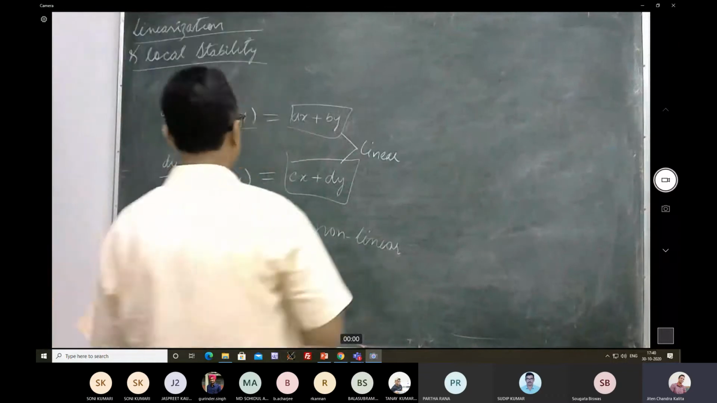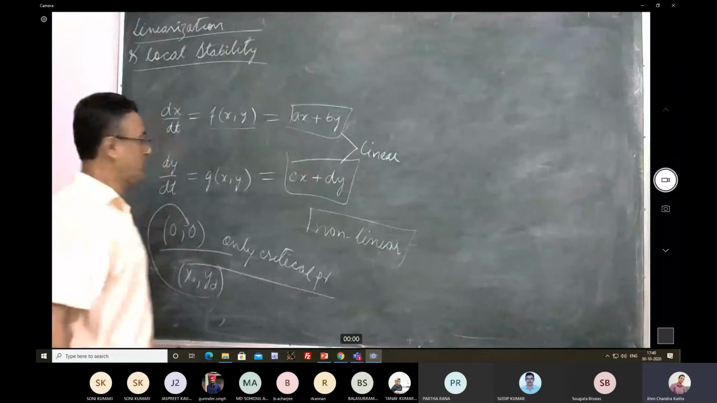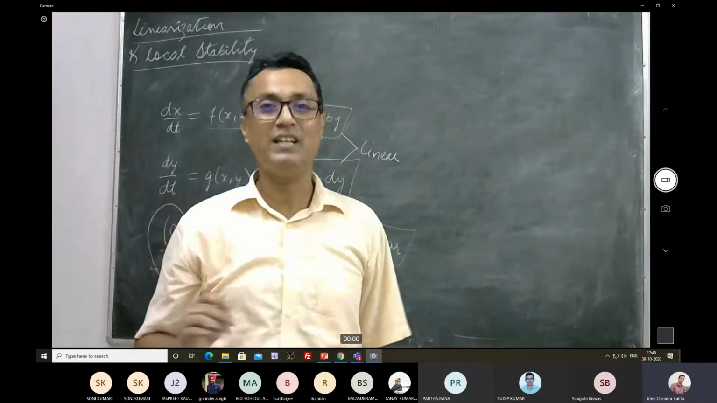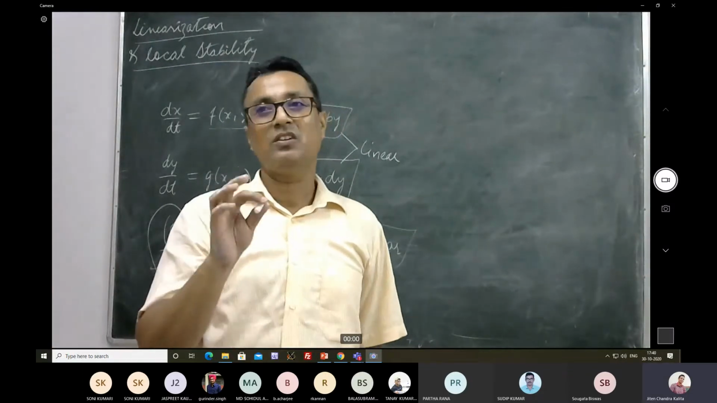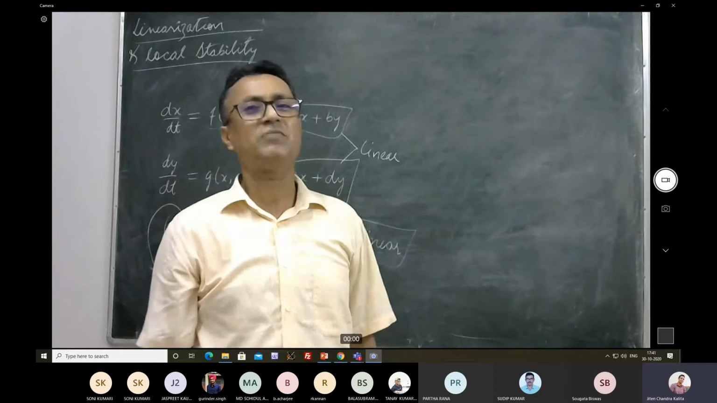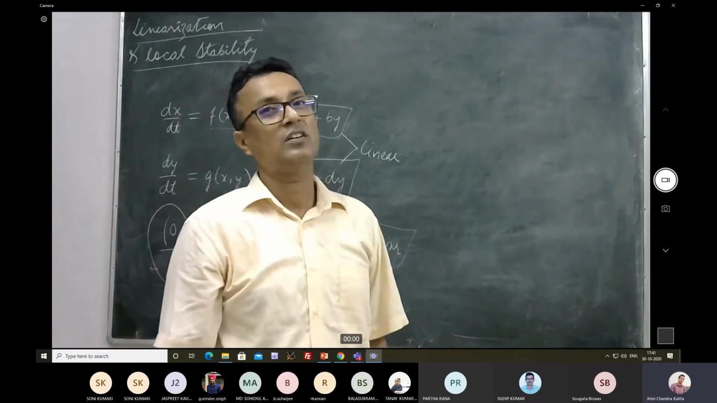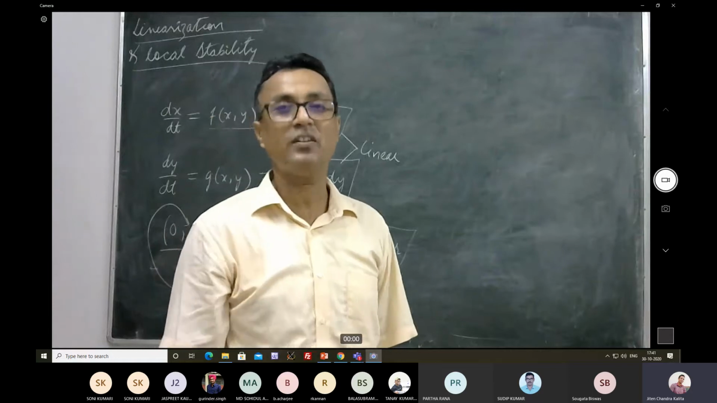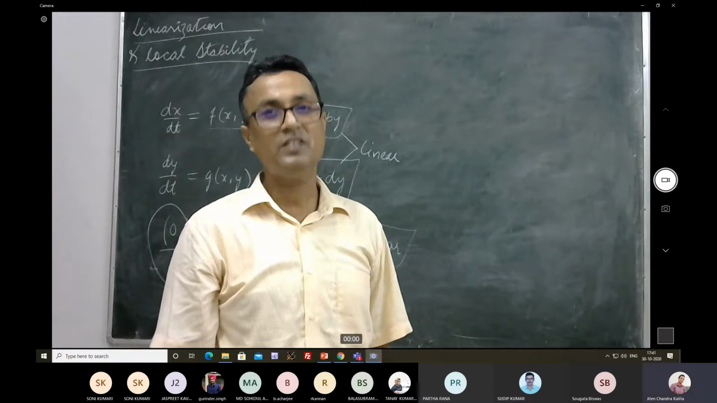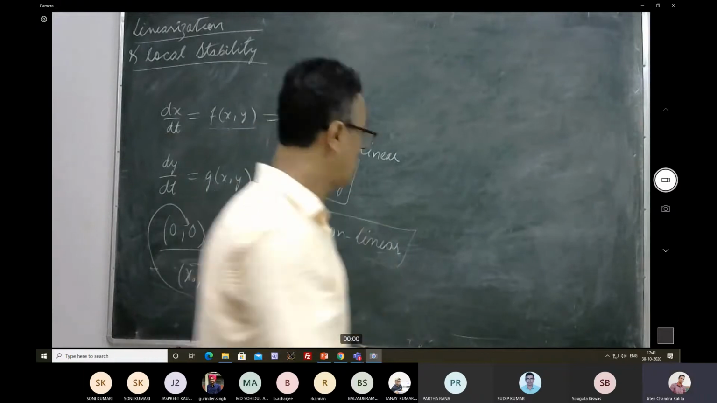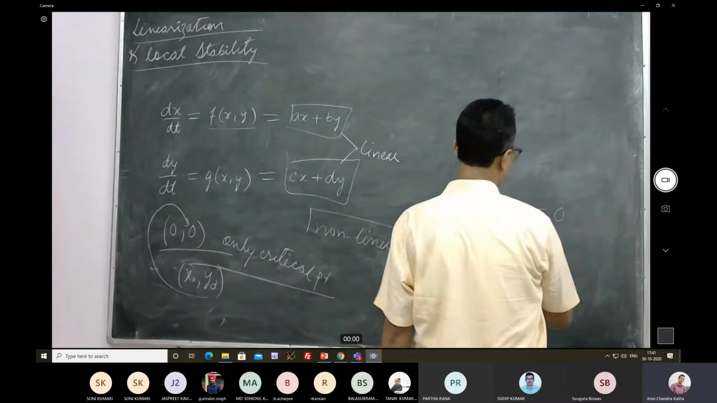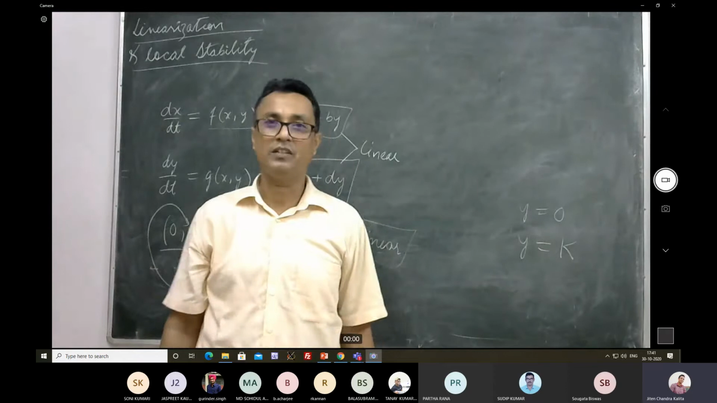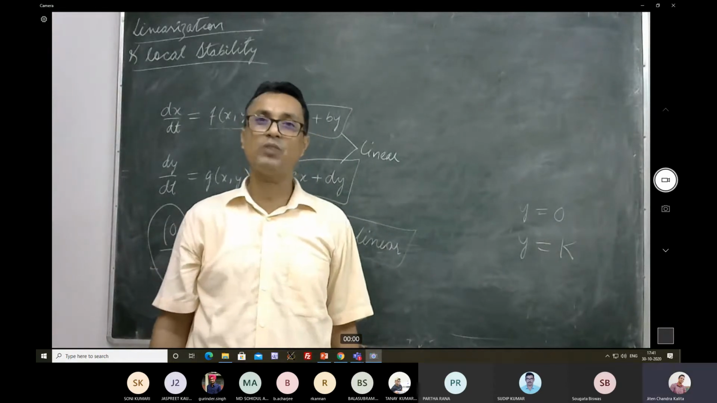But when you consider a nonlinear system, where f of x, y and g of x, y are nonlinear in x and y, then you are likely to end up with more than one critical point. Is it okay? For example, in the logistic growth, we ended up with two critical points, y equal to 0 and y equal to k. That was a one-dimensional system, isn't it?